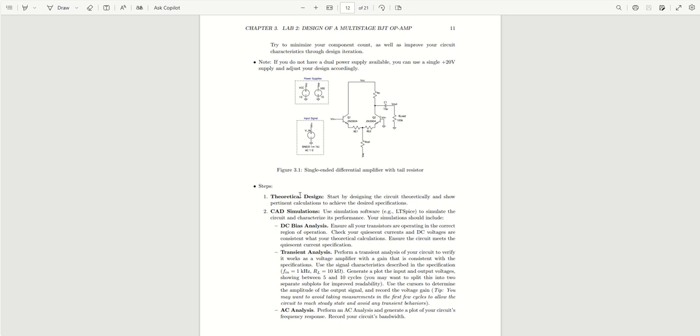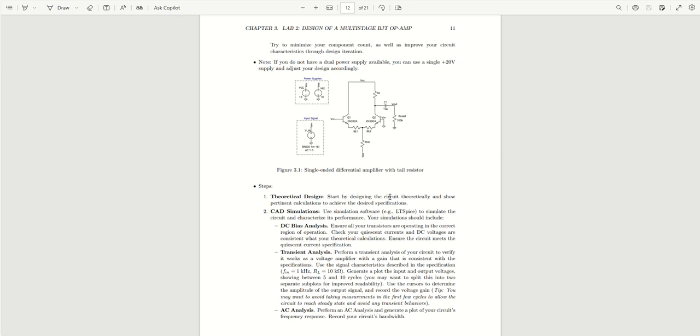So the first step is a theoretical design. Start by designing the circuit theoretically and show pertinent calculations to achieve the desired specifications. I would highly recommend that you have already done the workbook activities chapter 4 and chapter 5, because it's going to be applied to this lab. So if you haven't done that yet, I would stop this video, go to your workbook activities, and then come back.